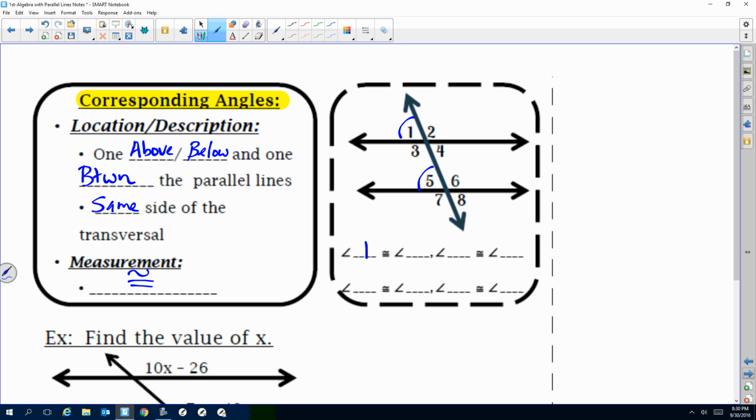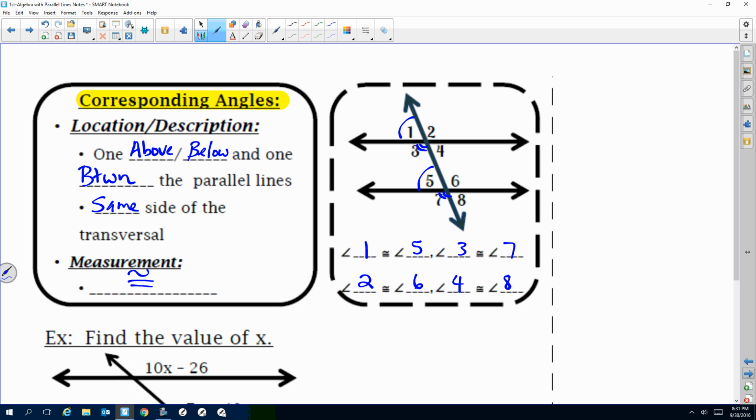We got angle 1 is congruent to angle 5. Hopefully we see that angle 3 is congruent to angle 7 because both of those are below the line. Okay, two arcs right there because it's different. And then we also have angle 2 is congruent to angle 6, and angle 4 is congruent to angle 8.